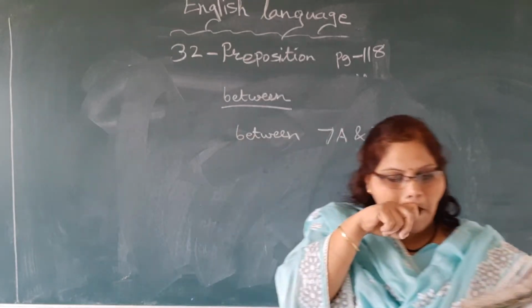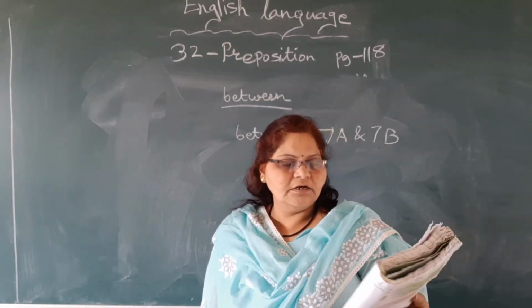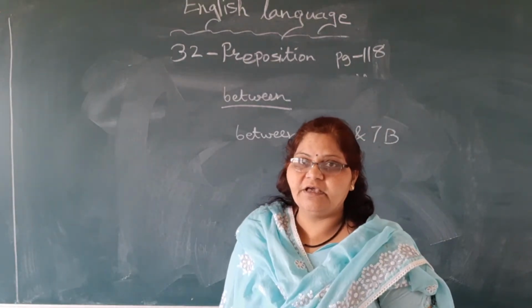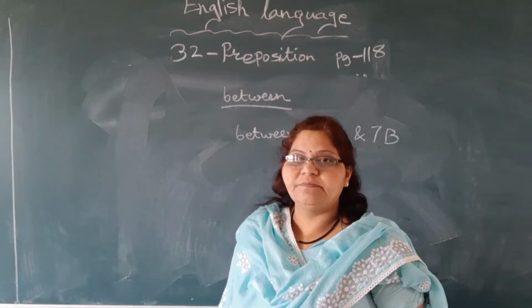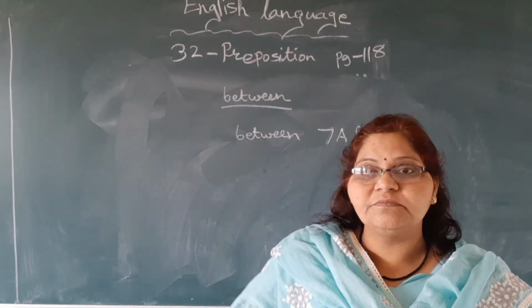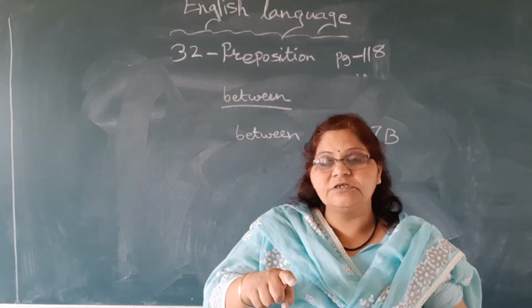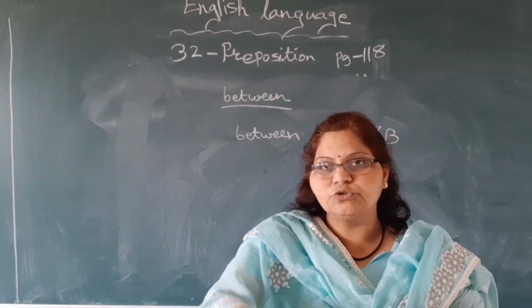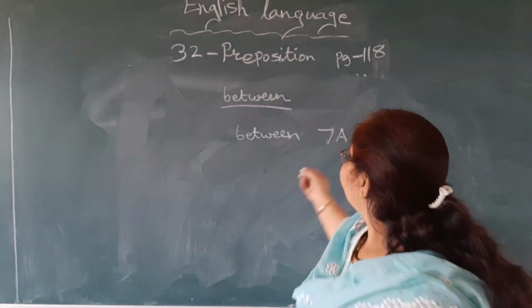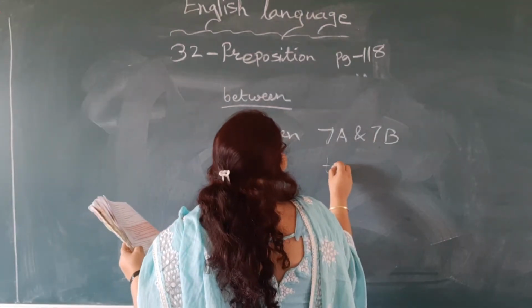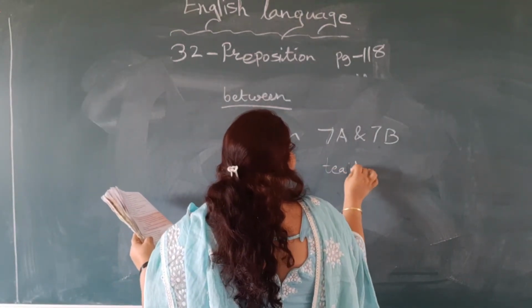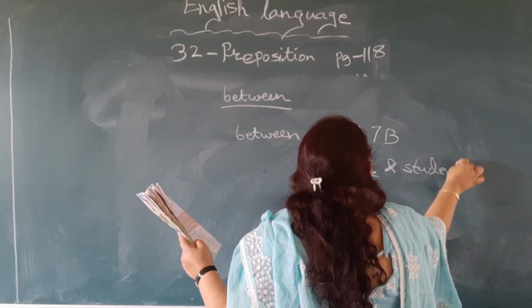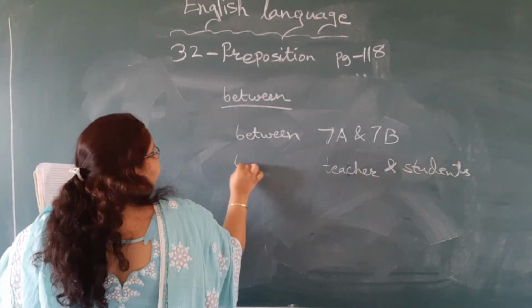Third example. We saw a wonderful discussion between the teacher and students. So now how many persons are there again here? Yes, teacher and students. Maybe it is not one. Students means many students, but students is considered as one group. So between the teacher and a group of students, that is many students. Okay. So between whom? Teacher and students. So here we have to use between.